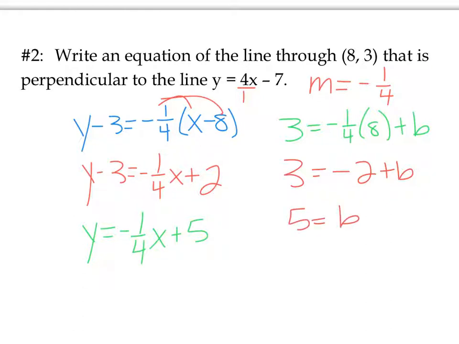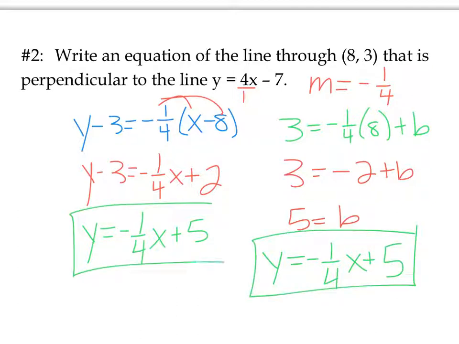Now, if we're going to write the equation, we have to make sure we actually write the equation. Don't just solve for b and stop. We want to write y equals negative 1/4 x plus 5. Again, there's our equation for that line. A couple of different ways to get there. But keep in mind what perpendicular means. Perpendicular here means that we're going to have a slope that's an opposite reciprocal.